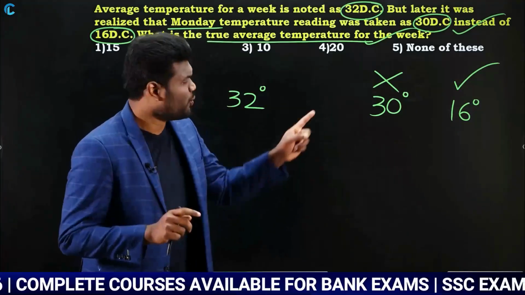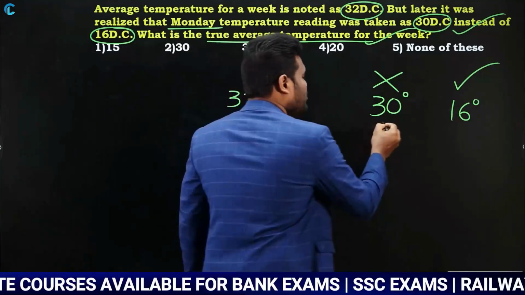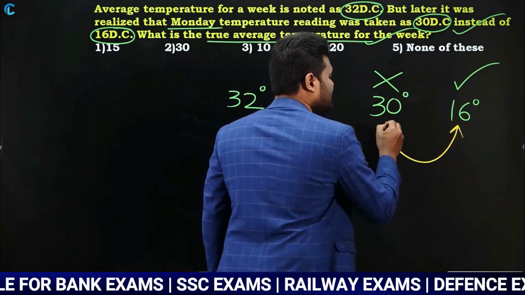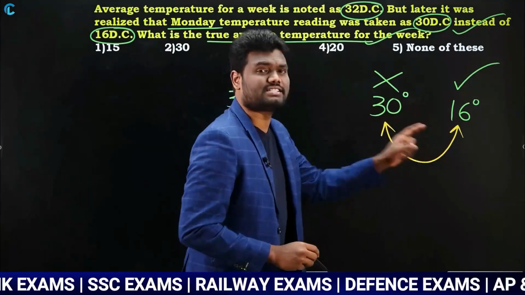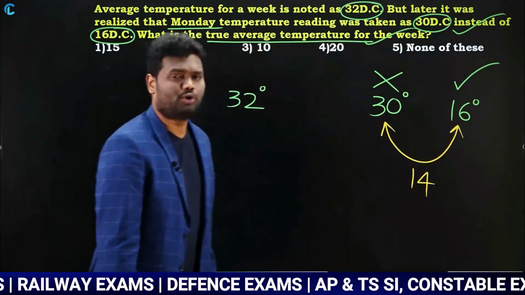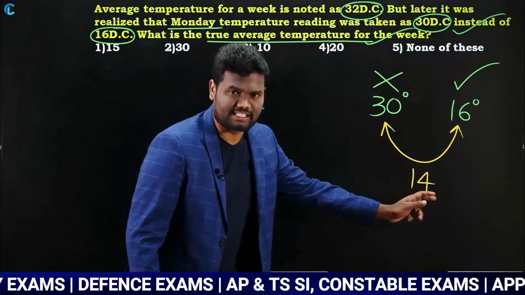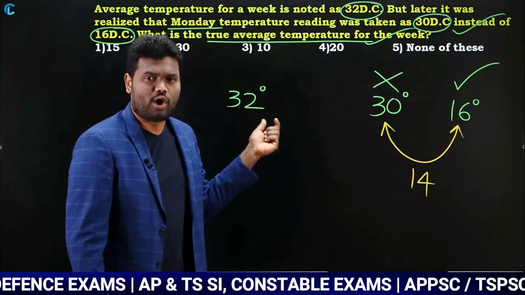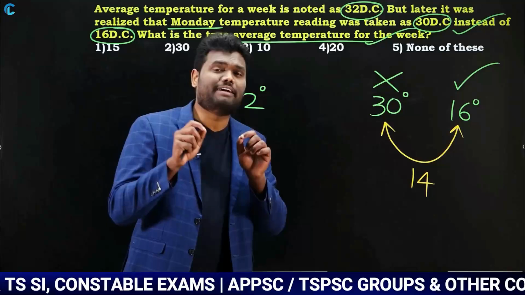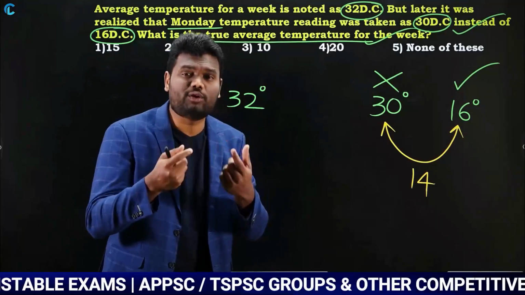Very simple. Whenever you have questions in this way, you just take the difference. That's it. Nothing more than that. The difference between 30 and 16 is how much? The difference is 14. Now after taking the difference, either you need to add it or you need to subtract it. But you'll have a doubt about when to add and when to subtract.